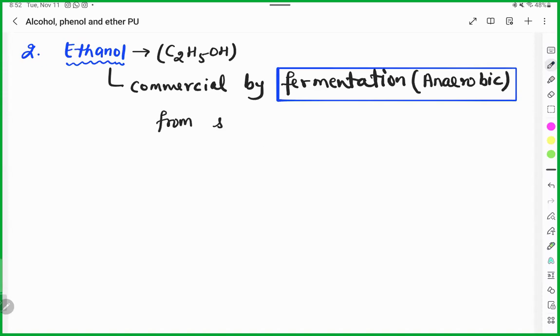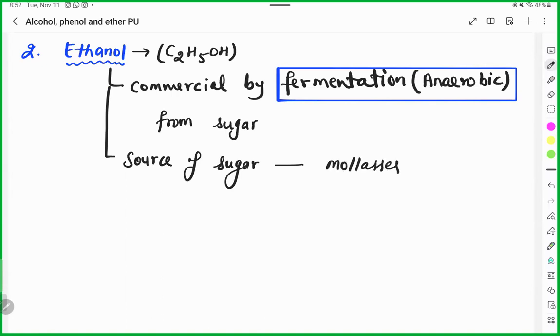So fermentation is from sugar. There could be multiple sources of sugar, as you mentioned. It could be molasses. What is molasses? Sir, it is the product which is left behind in the sugar industry, like a byproduct. Once you get the sugarcane juice, the left behind waste part is molasses.